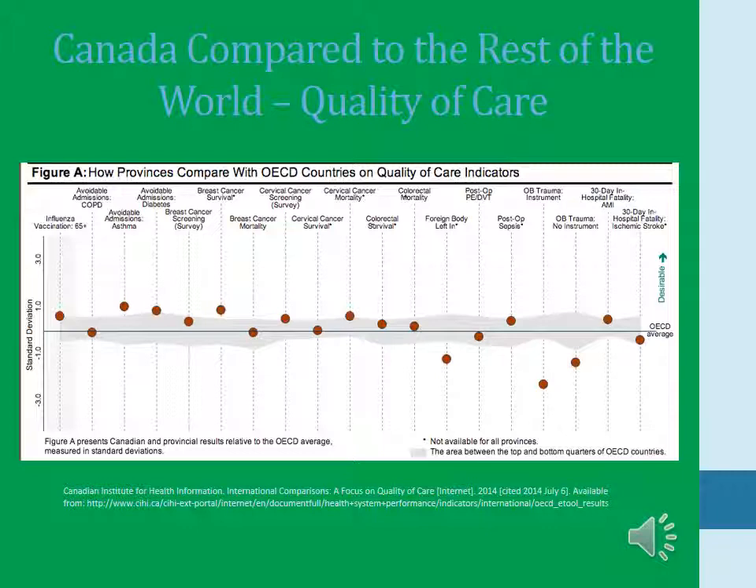This graph shows Canada compared to the rest of the world in terms of quality of care. It compares Canada with OECD member countries, which include countries such as Australia, France, Germany, Ireland, Sweden, the UK, and the United States, along with many other countries. When the dots fall above the line, it means that Canada is ahead of the average OECD country in terms of quality of care. However, when the dot falls below the line, it means that Canada is falling behind the other countries.